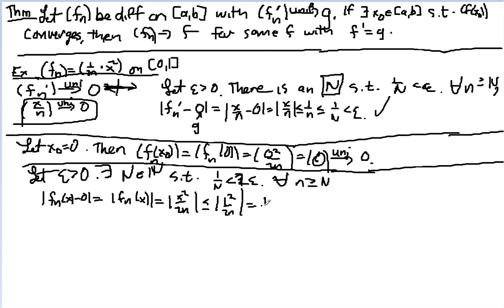Which equals 1 half, 1 over n, less than or equal to 1 half times 1 over capital N, which is less than epsilon. I'm going to stop right here because my pen broke.